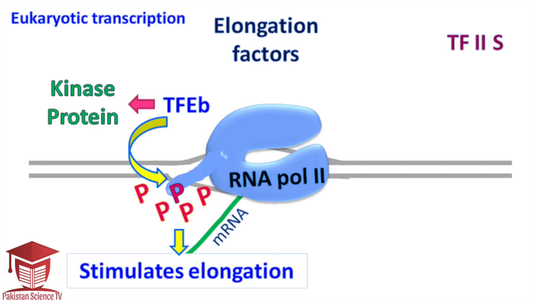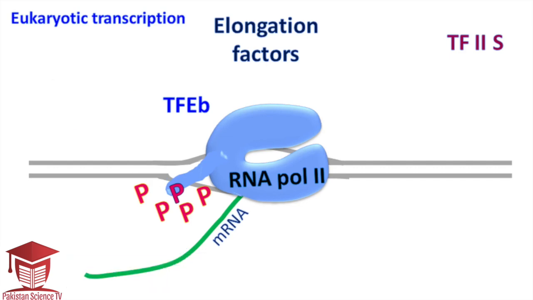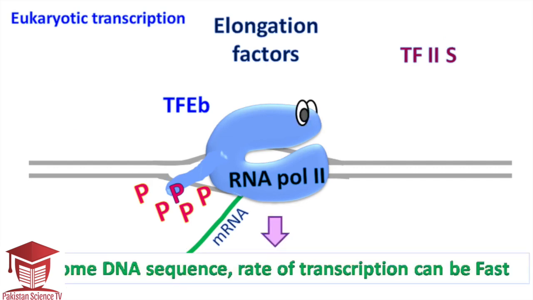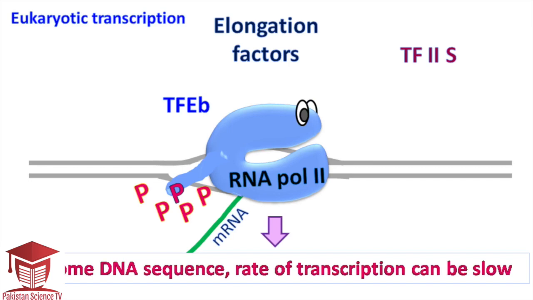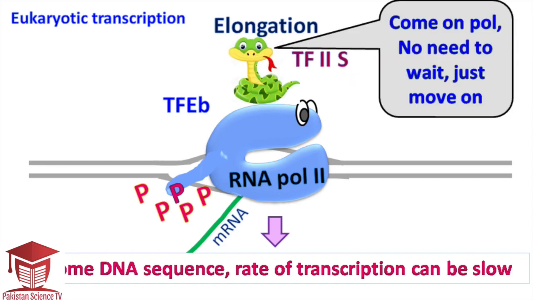The other factor involved in elongation is TF2S. Now, the rate at which the RNA polymerase transcribes the DNA is not the same at all DNA sequences. At some DNA sequences, the rate of transcription is fast, while at other DNA sequences, it can be slow. TF2S helps to increase the rate of transcription at the region where the rate of transcription becomes slow. It also does not allow RNA polymerase to pause and encourages it to move on.